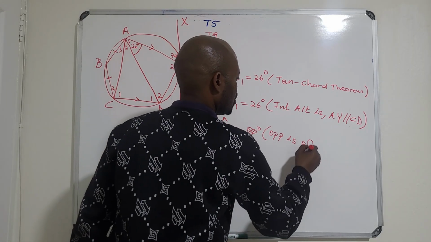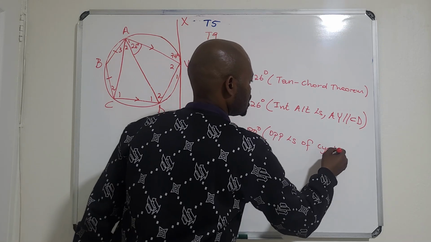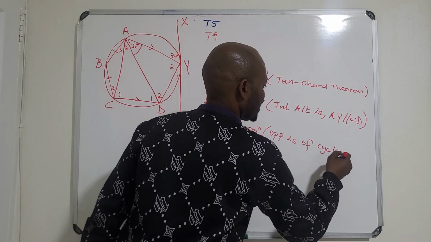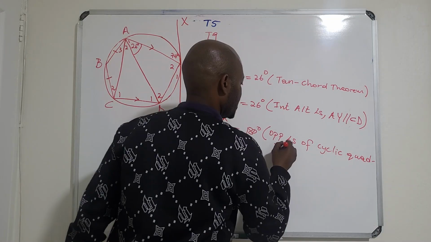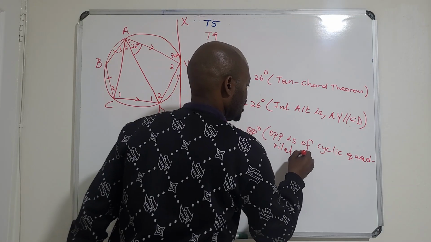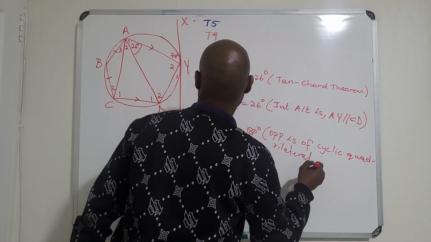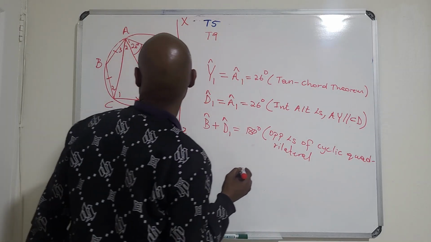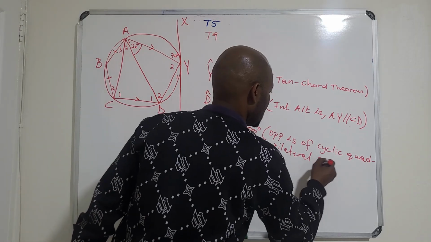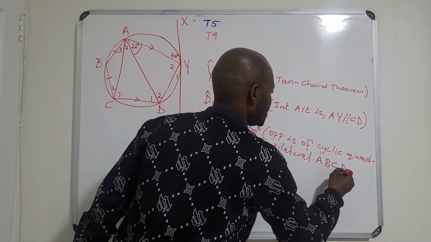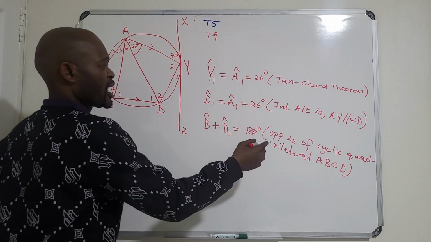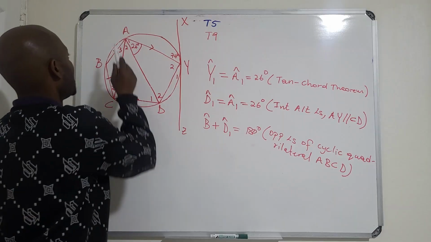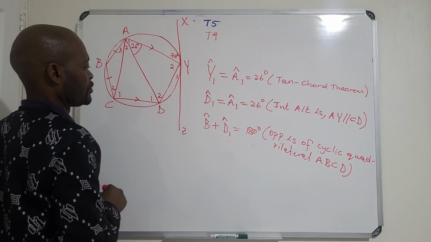Reason: opposite angles of a cyclic quadrilateral. Which cyclic quadrilateral is that? ABCD. Opposite angles of cyclic quadrilateral ABCD.